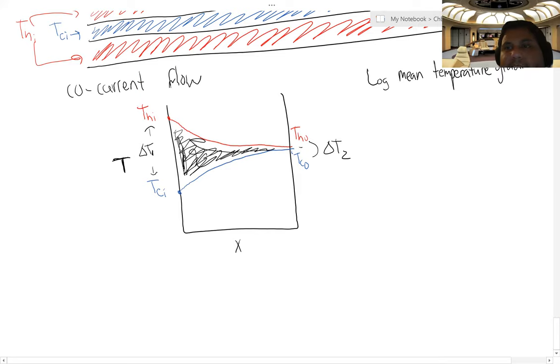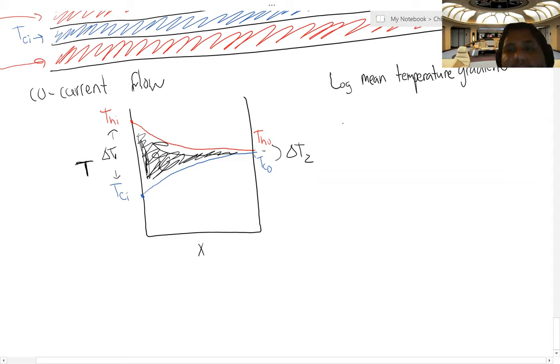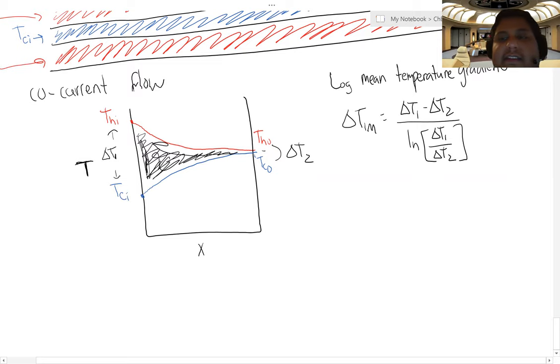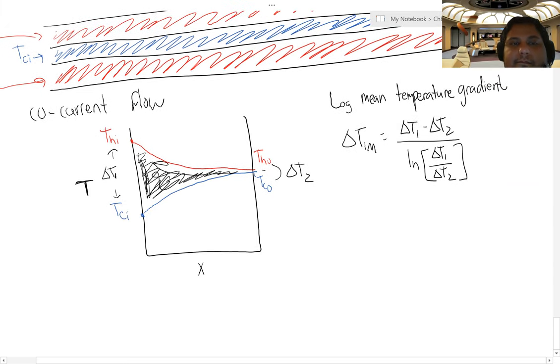Yeah. I see a large temperature gradient initially, delta T1 is THI minus TCI, but then I see a much smaller temperature gradient at the exit, denoted by the temperature of the hot stream out and the temperature of the cold stream out, or delta T2. And so to fully express the temperature gradient throughout the exchanger, I would need to calculate a log mean temperature gradient, or delta T log mean, which is delta T1 minus delta T2 over ln. Hold on, my pen's getting a little squiggly, which tells me I should slow down. It's delta T1 over delta T2.